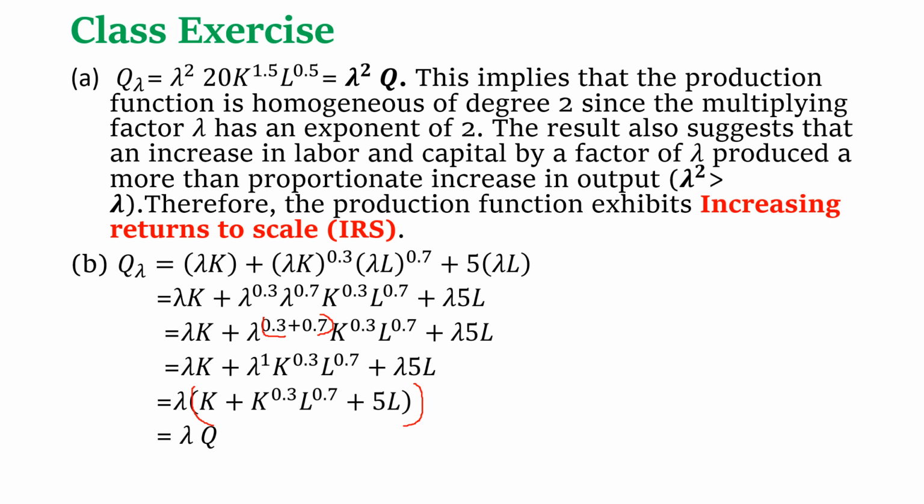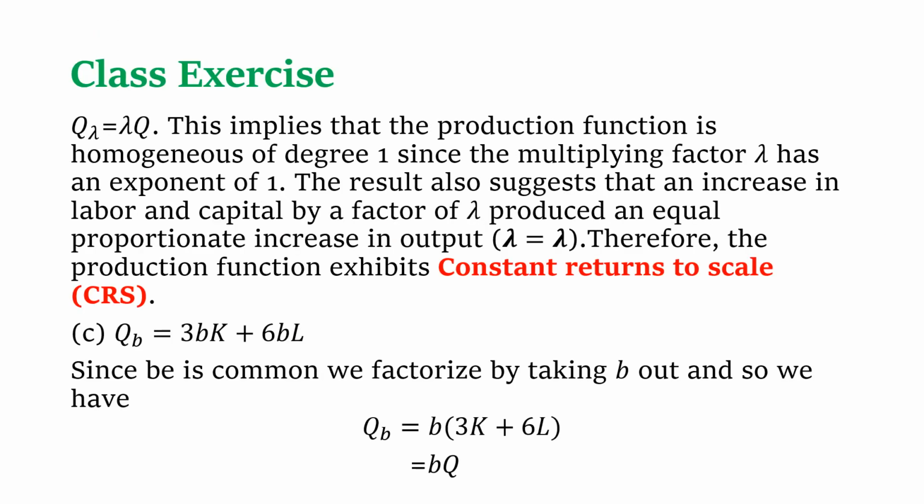Let's continue here. Now our Q lambda is equal to lambda Q. So this implies that the production function is homogeneous of degree 1, because by multiplying each of the inputs by lambda, the output is going to increase by the same lambda. So lambda is equal to lambda, right? So there is constant returns to scale here. The production function exhibits constant returns to scale.